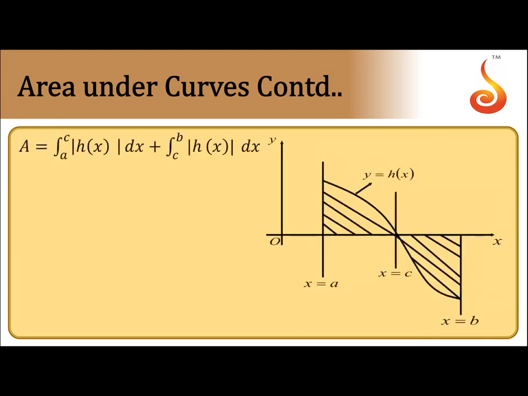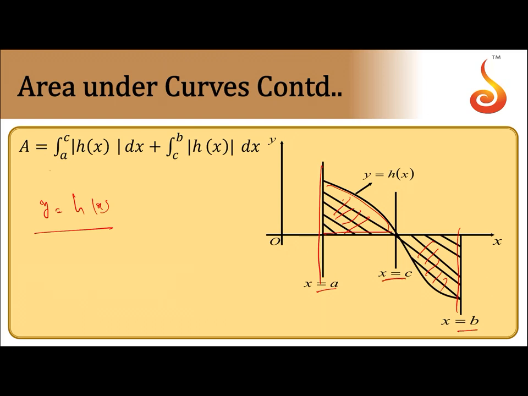Coming to the next one, area under the curve y equals h of x. Let me take y equals h of x as a graph starting from x equals a to x equals b. Some portion of the curve is positive, some portion of the curve may be negative. In such a case, we divide the total interval into parts. So x equals a to x equals c, it is positive, and c to b, it is negative.